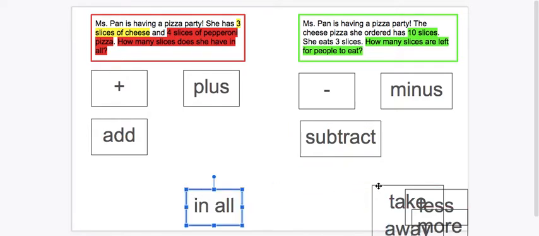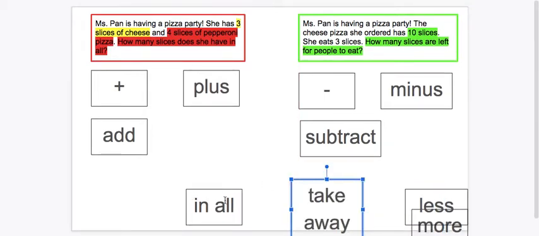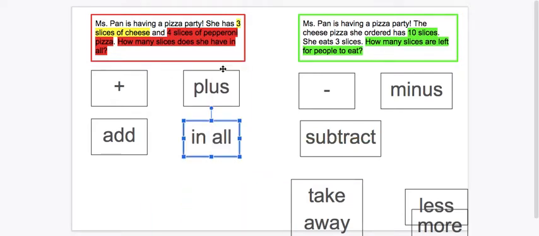Here's some other words. This box says in all. Where do we try to figure out how many there are in all? On the red addition side or the green subtraction side? Yeah, on the red addition side. We're trying to figure out how many slices she has in all when we talk about addition.